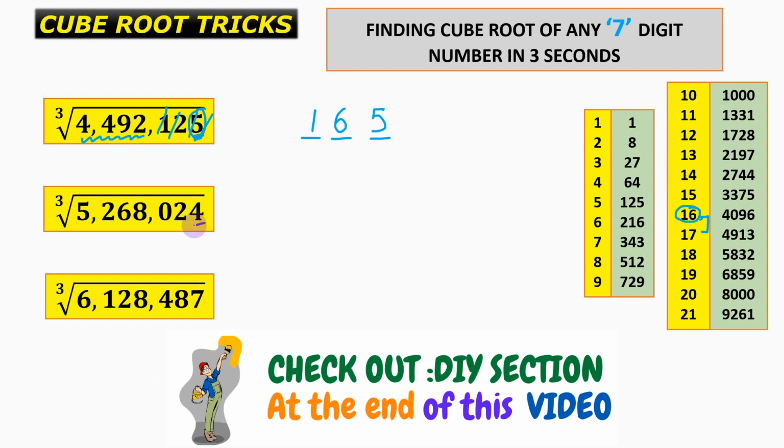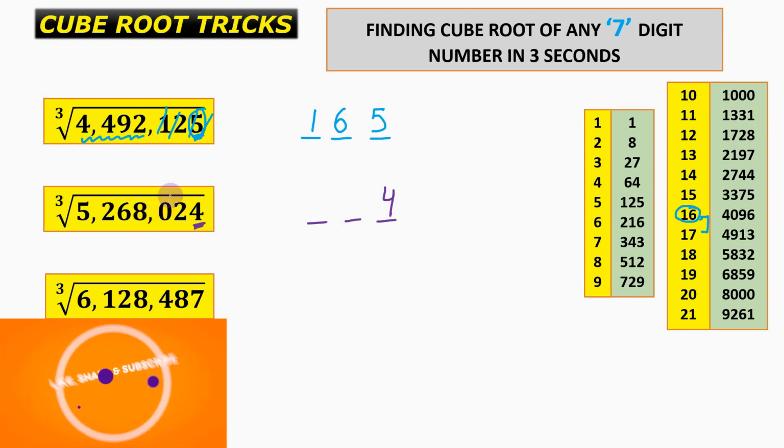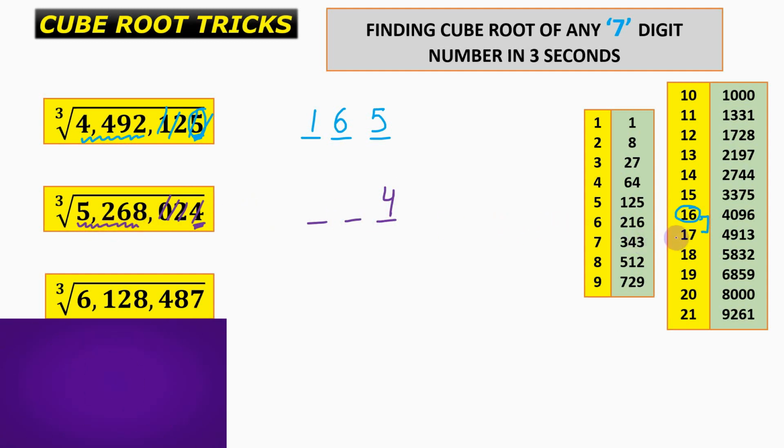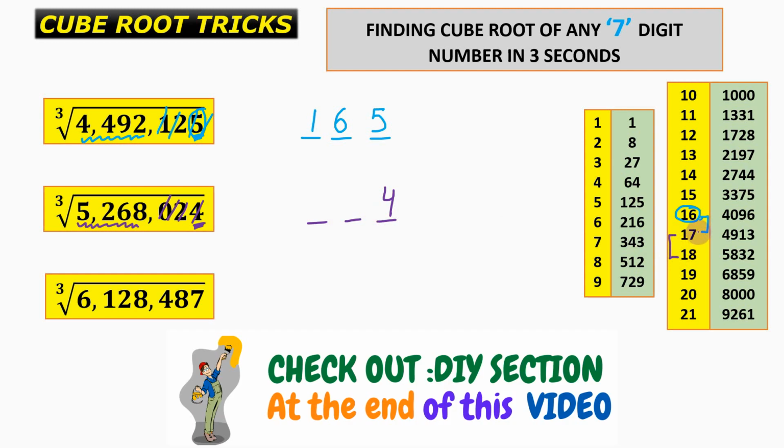which is equal to 165. For the next question, the unit place equal to 4 implies that the unit place of the cube root will be equal to 4. Discarding these 3 digits, we are left with 5268. Now 5268 lies between the cube of 17 and the cube of 18. So the smaller number, that is 17, we will put over here, and hence our answer will be 174.